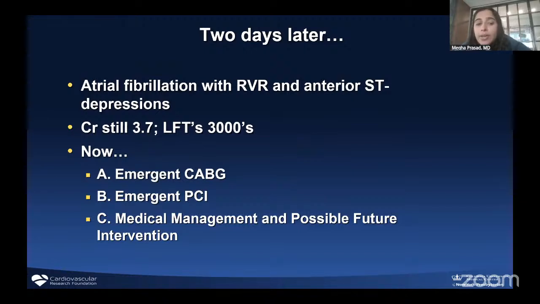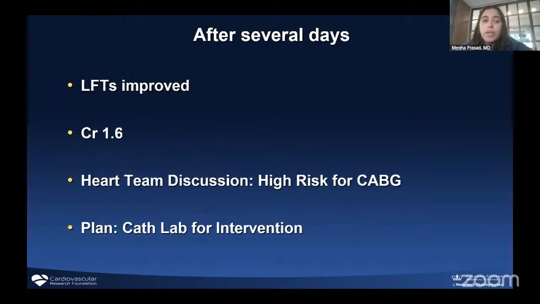Two days later, he went into AFib with RVR with some anterior ST depressions. His creatinine was still 3.7. His LFTs had climbed to 3,000. And at this point, we were deciding between, again, emergent CABG, but he was turned down for CABG previously, emergent PCI, or medical management and possible future intervention. So we decided to continue to stabilize him, because we thought that whatever minimal chest pain he had was from the AFib with RVR. So we continued to medically manage him for several days.